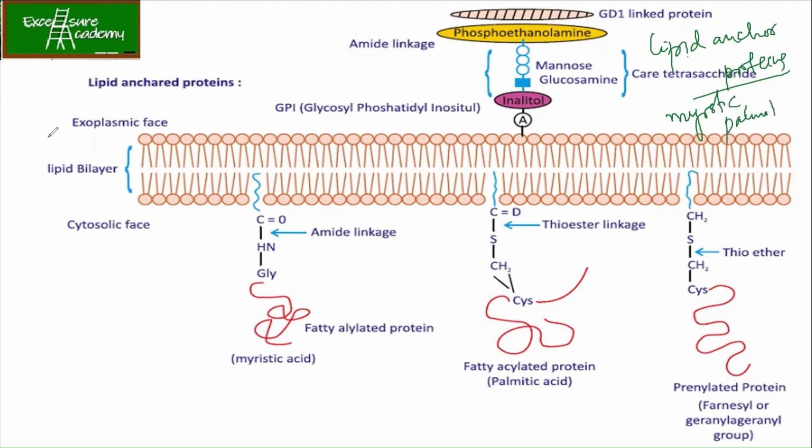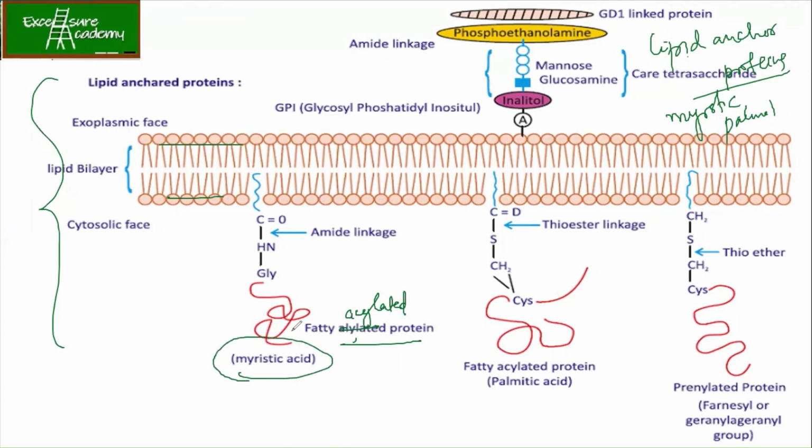Now here we are showing the diagrammatic representation of what we just said. You have the outer leaflet and the inner leaflet. This much is clear. Now, this is a fatty acylated protein. If myristic acid is used to link the protein, then it is an amide linkage. Here your myristic acid is forming an amide linkage to the protein, and this is formed between the last COOH of the fatty acid and the NH group of glycine.